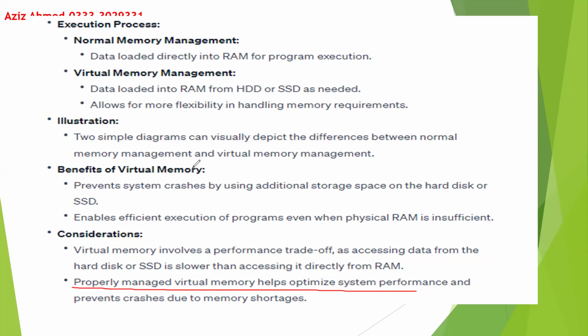Can you explain again what the points are? Trade-off means you are getting space, but you are losing performance. That's it. You are getting more space as RAM, but you are losing system performance because the hard disk is slower than RAM. That is the problem. So virtual memory means RAM plus hard disk space.